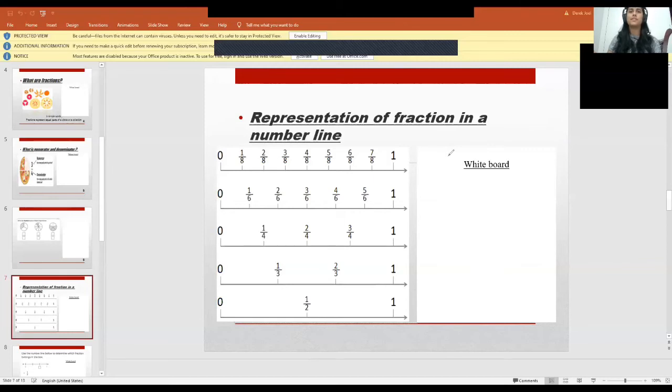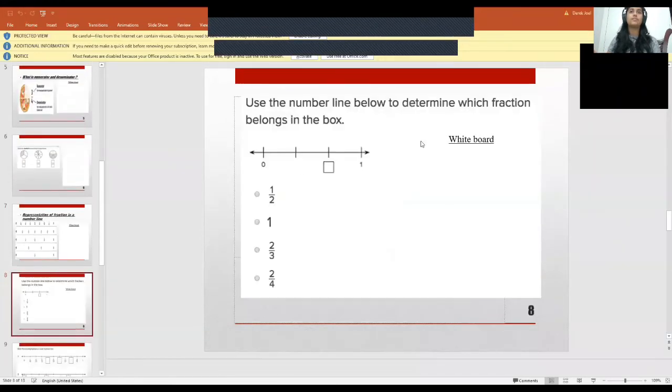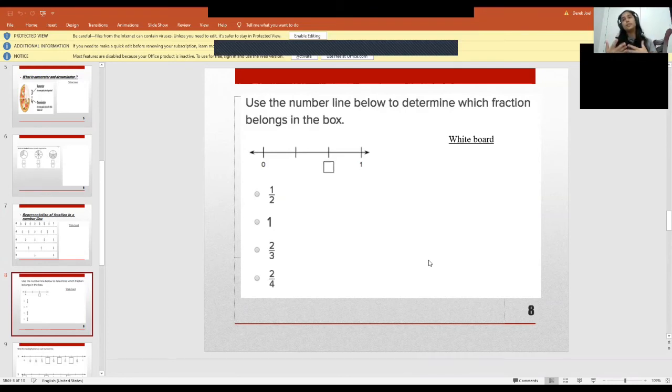Similarly, you have this fifth one, which is divided into 8 different pieces. Now, I have a question for you. So you can pause the video and you can try it by yourself. You can draw and you can divide, and then it'll be much easier for you in the beginning, and later on you will automatically get it. So I'll do this question with you. Okay, so use the number line below to determine which fraction belongs to the box.